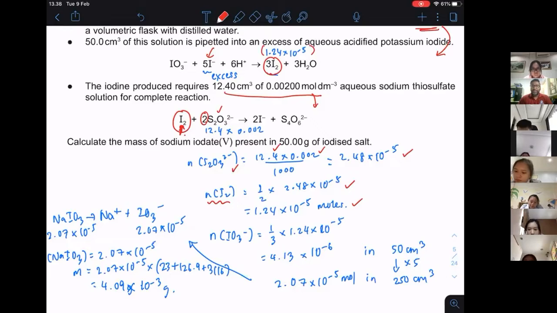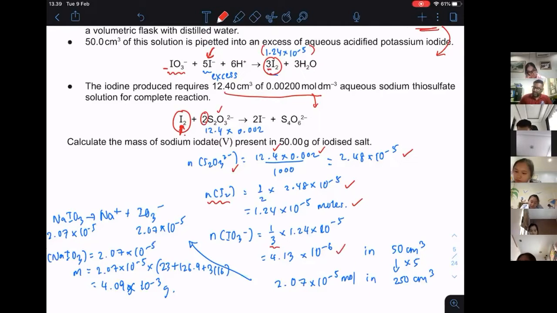Okay, so if you know that, what we can actually find out, because this is going to be in excess, is the number of moles of IO3 minus. The ratio is 3 to 1, so you divide by 3, and I am going to get this number of moles.